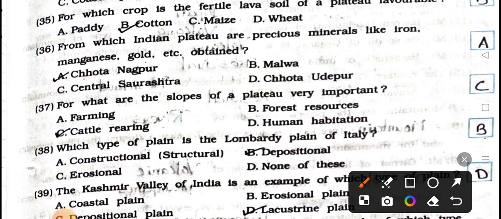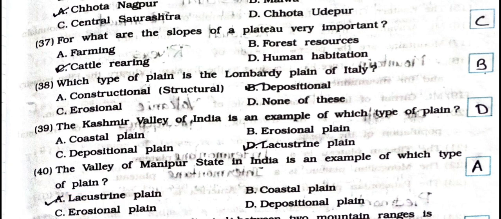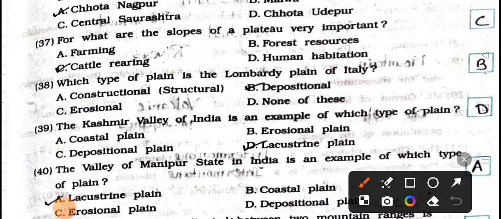Number 36. From which Indian plateau are precious minerals like iron, manganese, gold, etc. obtained? A. Chota Nagpur. B. Malwa. C. Central Saurashtra. And D. Chota Udaipur. Answer is option A, Chota Nagpur.